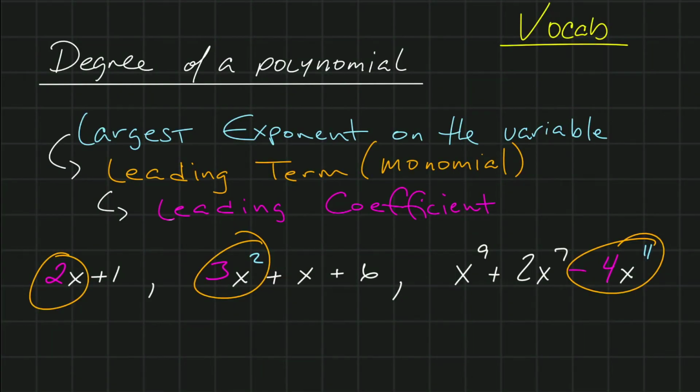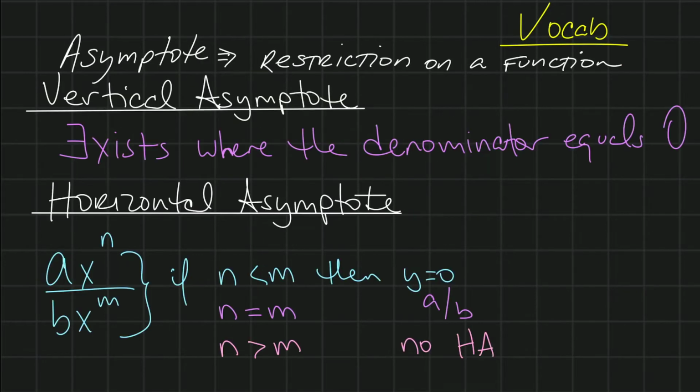To start, let's go ahead and look at some vocabulary. From the degree, you can determine the leading term and also the leading coefficient. Here are some examples. An asymptote is a restriction on the function. The vertical asymptote exists where the denominator is equal to 0, and your horizontal asymptotes have a few options.